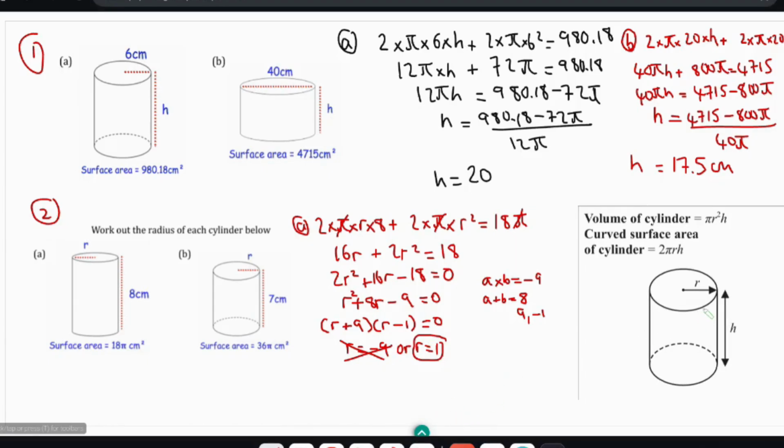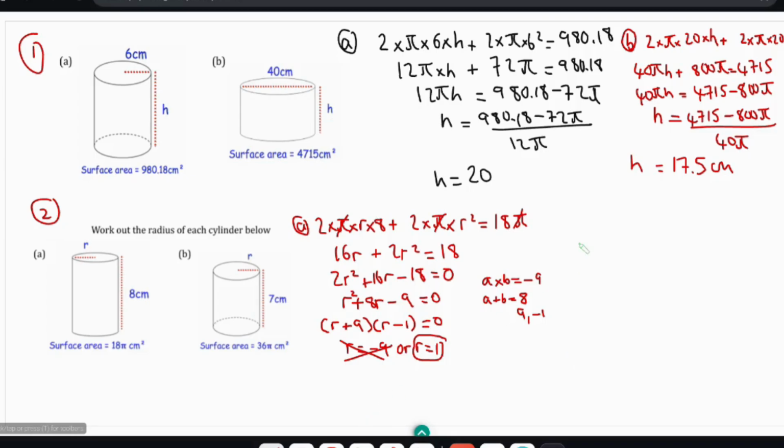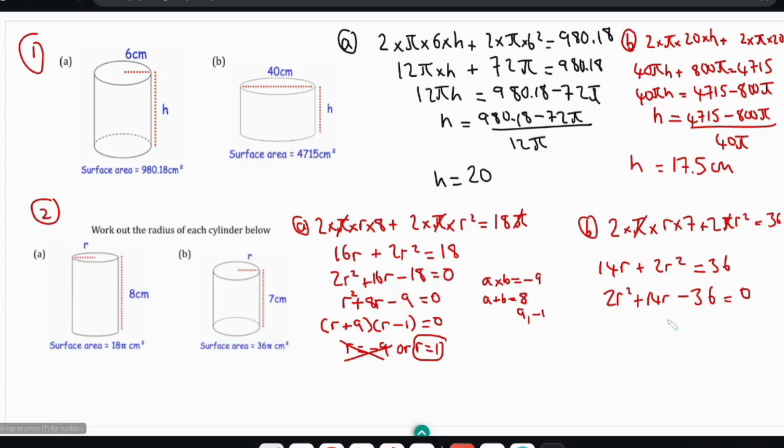Let me just get rid of this formula here, gives me some space for B. So 2 times pi times r times h plus 2 pi r squared is equal to 36 pi. Divide through by pi. Simplify. 2 times 7 is 14. It's a quadratic equation, needs to be equal to 0, so let's subtract 36 off both sides. Divide through by 2.